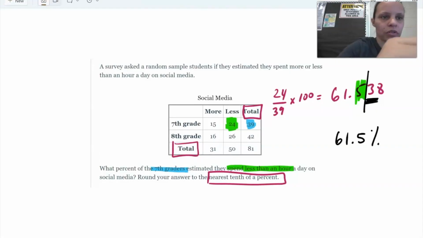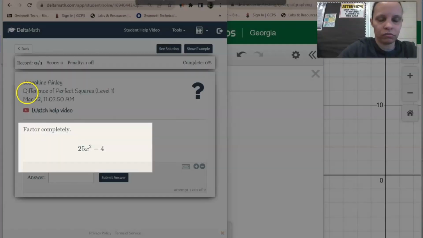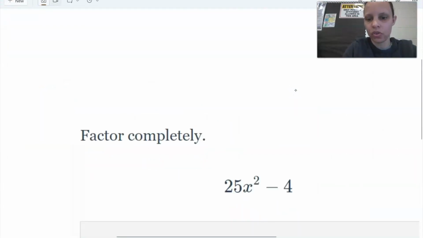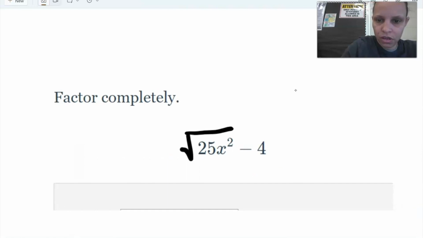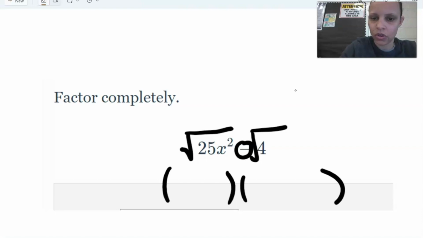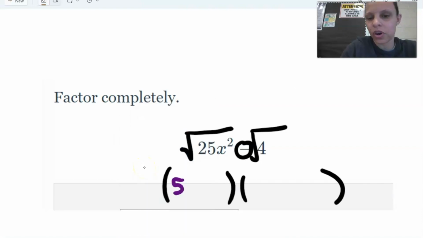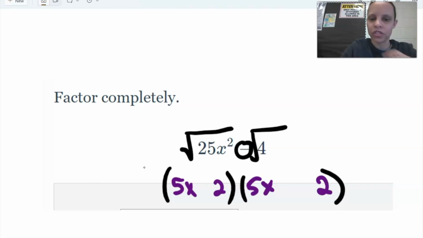Looking at difference of squares. What that says is that if you can take the square root of the first thing and the square root of the second thing, and it's separated by a negative, then that answer is going to be the square root of the first thing. So what's the square root of 25? 5. What's the square root of x squared? x. So 5x, 5x. Square root of 4 is 2. So it's the square root of the first, the square root of the second, and then plus and minus, and that's it.